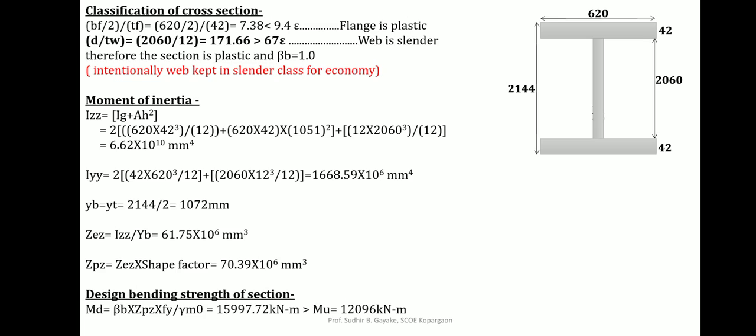Now as again the classification is plastic and plastic section modulus is also known, you can calculate the design bending moment for laterally supported type of girder. So that is beta b into plastic section modulus into Fy divided by gamma m0, and I am getting near about 16,000 kilonewton meter, that is 15,997. So almost equal to 16,000 kilonewton meter, and it is greater than your required value 12,096 kilonewton meter. Therefore the selected girder is safe to carry the factored bending moment.